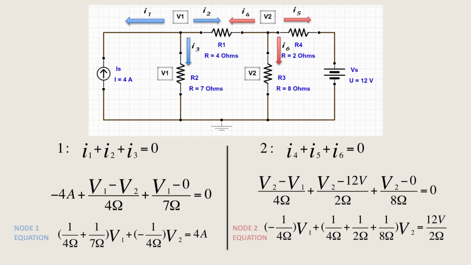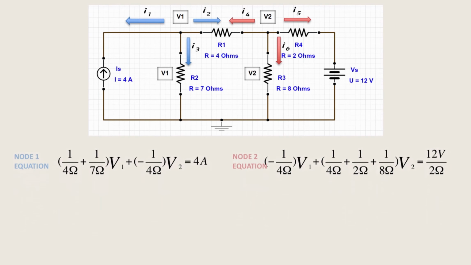This part depends on your maths knowledge. There are a few ways to solve systems of equations. For this I use Cramer's law, which gave me V1 equals 17.78 volts and V2 equals 11.94 volts.